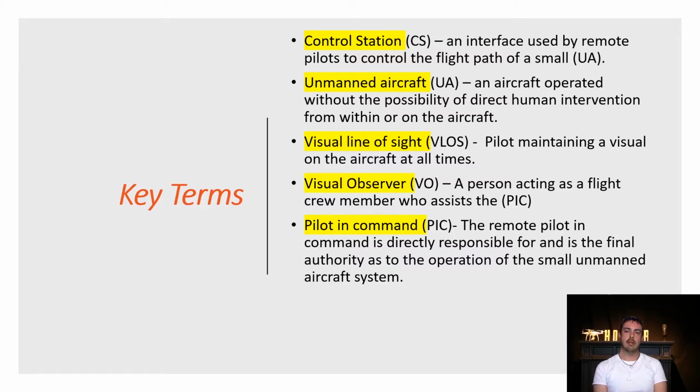A VO, a visual observer, that is your partner. While you're flying the drone, you're conducting your operations, you have someone watching out for power lines, people, trees, any obstructions that could get in the way to cause damage to the drone, personal or property. And PIC, pilot in command. Pilot in command is the commander. He is directly responsible for all actions for the flight, for the drone, to make sure everything is done the right way.